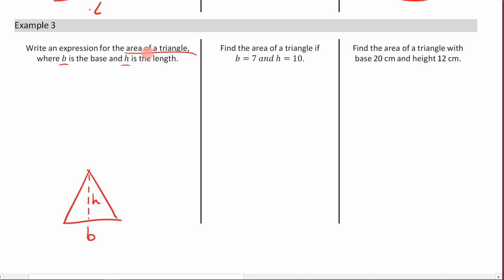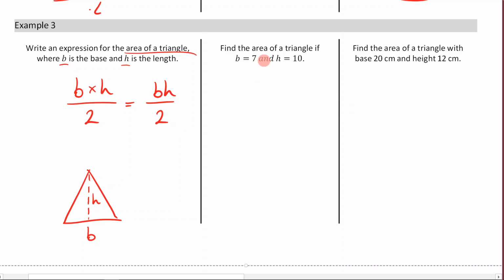And we need to figure out the area of this triangle. So an expression that represents the area is going to be my base times my height over 2. And we've seen this lots of times before. This is the general expression that we use when we want to find the area of a triangle. Remember, in algebra, we don't like that multiplication sign, so we're just going to write BH over 2.